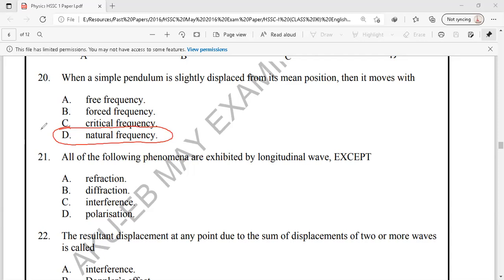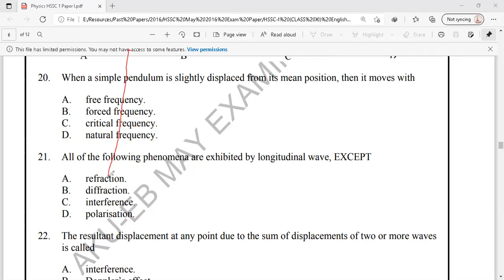Then let's see question number 21. All of the following phenomena are exhibited by the longitudinal wave except for one. Refraction, diffraction, and interference are phenomena possessed by all types of waves, whether longitudinal, transverse, electromagnetic or mechanical. Polarization is the correct answer in this question, as it is not possessed by longitudinal waves, because in polarization we separate one component of the wave that is perpendicular to the other. So transverse waves or electromagnetic waves especially possess this phenomenon of polarization. So option D is the correct answer.